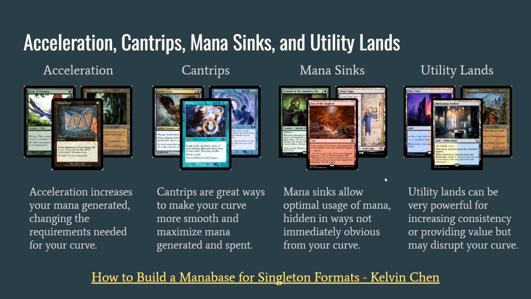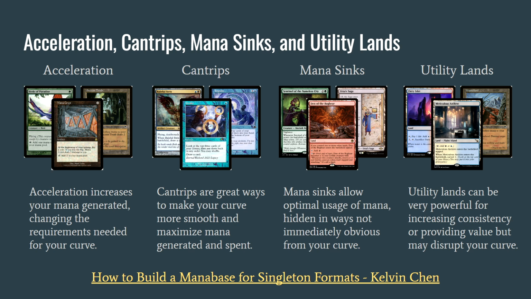There are a lot of mana sinks that you can include in a deck, things like Den of the Bugbear, Urza's Saga, Sentinel of the Nameless City, and mana sinks are really good for optimizing the amount of mana that you spend, and they can be hidden from your mana curve. There are things that are not immediately obvious, like Den of the Bugbear is not going to show up in your mana curve because it's a land. Sentinel of the Nameless City, it's a 3-drop, but every time it enters the battlefield and every time it attacks, it's giving you something that basically lets you use excess bits of 1 mana, all along your curve, and that's not something that you can see just by looking at a curve.